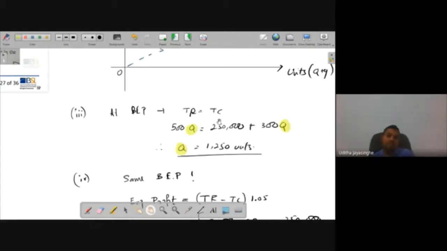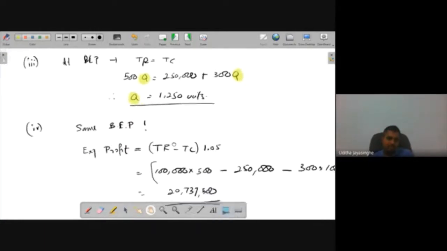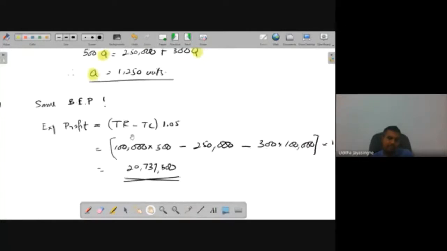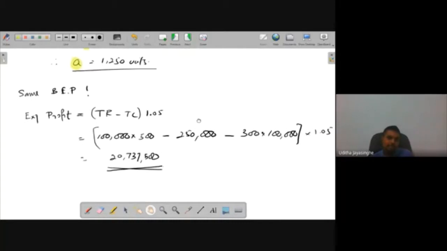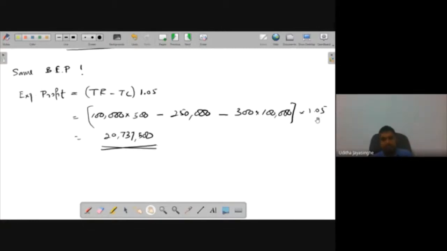So at the break-even level, expected profit is going to be your previous equation, total revenue minus total cost. But here, I am going to inflate this by 5%. Why? Because all the ingredients have now inflated. So I'm calculating the profit here. Now I have to take that inflated 5% value.